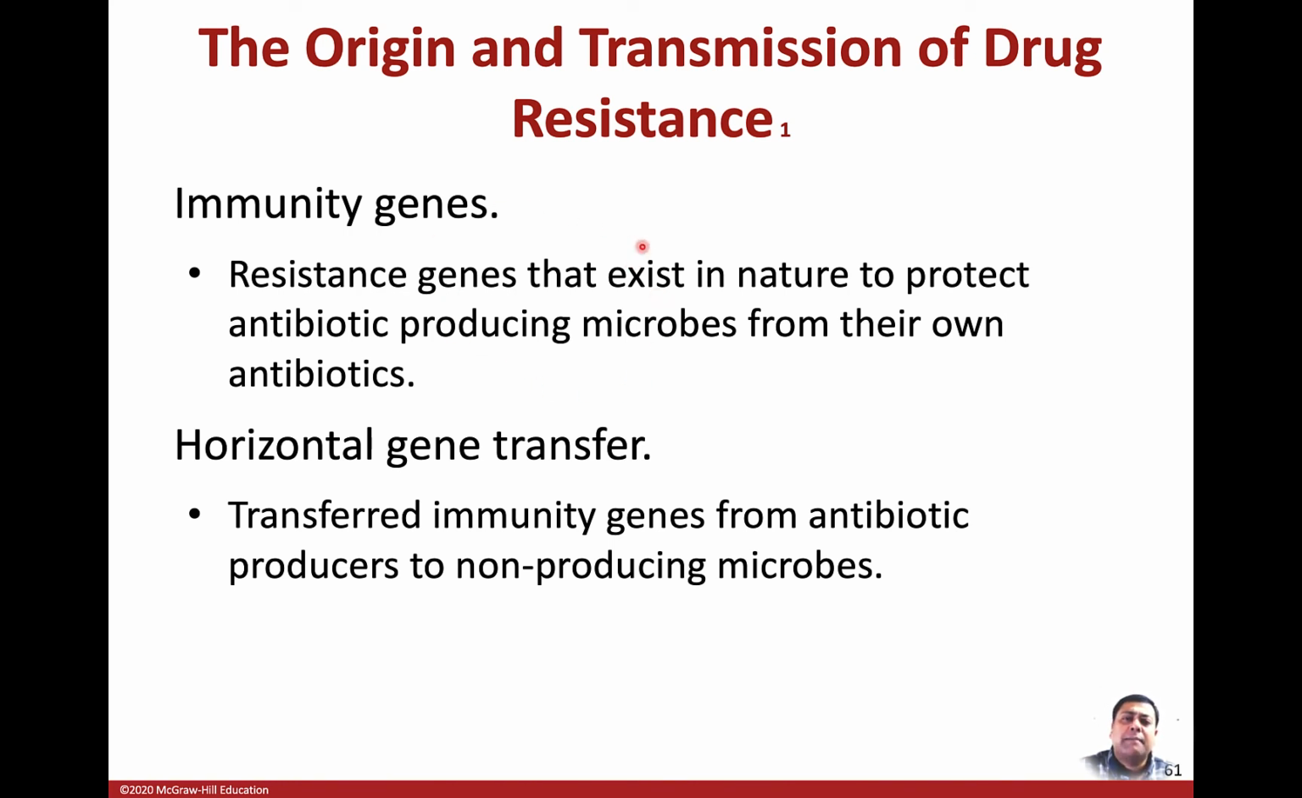But sometimes these immunity genes or resistance genes of the bacteria can be transferred to a different genus or a different species, and that's how they move in nature. This is horizontal gene transfer of immunity genes from antibiotic producers to non-producing microbes. The producers contain the resistance genes to save themselves, but they can move to other bacteria, and if these bacteria are disease causing, they now have these resistance genes, and when we try to treat them with an antibiotic, they will be resistant against it.